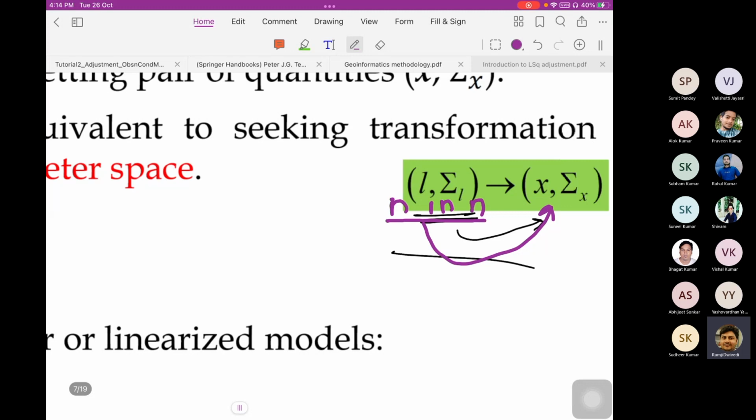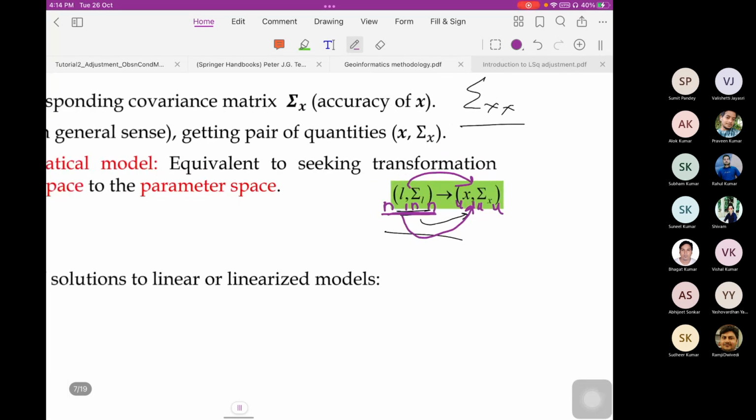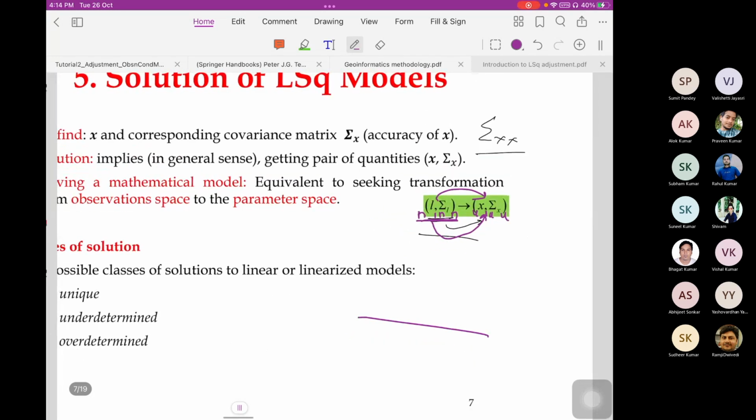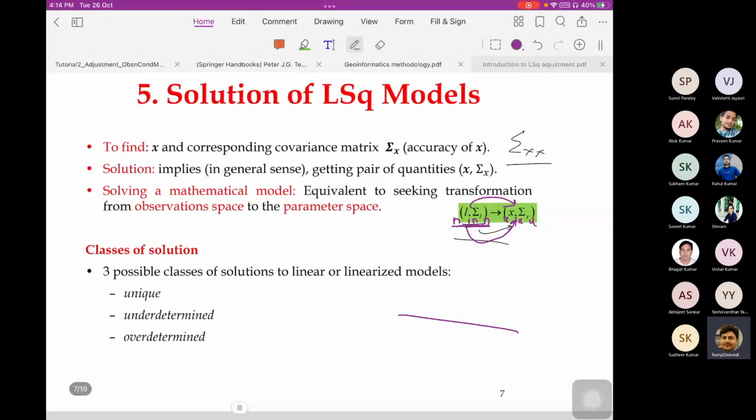What you want is to reach from L, sigma L to X, sigma X. That is our objective. From L, sigma L, you want to go and achieve X, sigma X, the parameter as well as the associated matrix. So let's say your X is u cross 1, then sigma X would be u cross u. This is our basic understanding of the least square model. A very good manner by which we are writing it here. That means from L, sigma L, we are reaching X, sigma X.